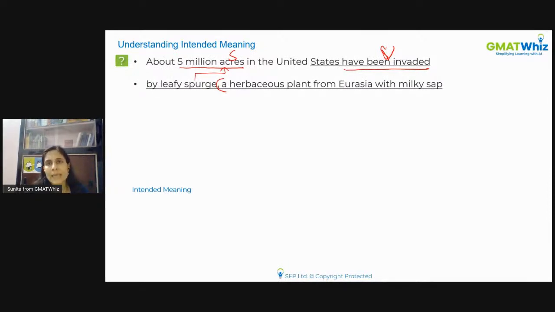Now, with milky sap is a prepositional phrase. And it's a little weird. It could modify Eurasia and it could definitely modify plant. But there is nothing wrong with two prepositional phrases modifying the same noun one after the other, because it is logically clear that the plant is from Eurasia and the plant has milky sap. All right. That gives mouth sores to cattle. Now, that is referring to the milky sap here. That's the nearest noun. So this milky sap gives mouth sores to cattle. All right.